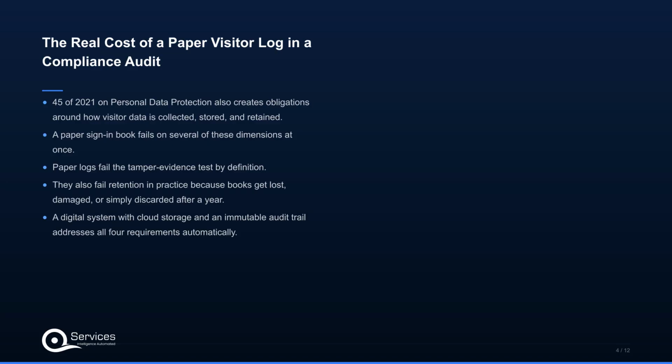When a compliance inspector reviews visitor records, they check 4 things: completeness, accuracy, tamper evidence, and retention. Paper logs fail the tamper evidence test by definition. They also fail retention in practice because books get lost, damaged, or simply discarded after a year. A digital system with cloud storage and an immutable audit trail addresses all 4 requirements automatically.